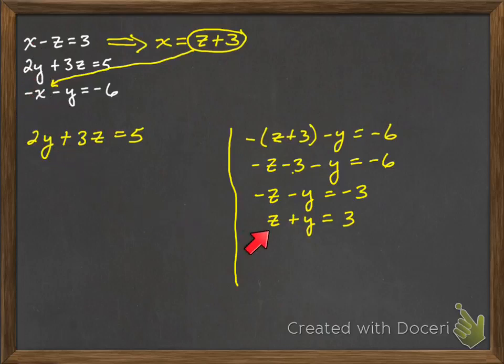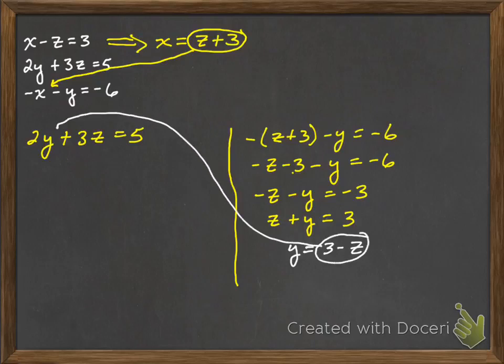So once we come down to this point, we repeat the process, which means our next step is to pick an equation and isolate one of the variables. So I'm going to pick the y value right here and solve for y. That means we'll be subtracting z, giving us y is equal to 3 minus z. We'll now take that 3 minus z and substitute that into this other equation in place of y.